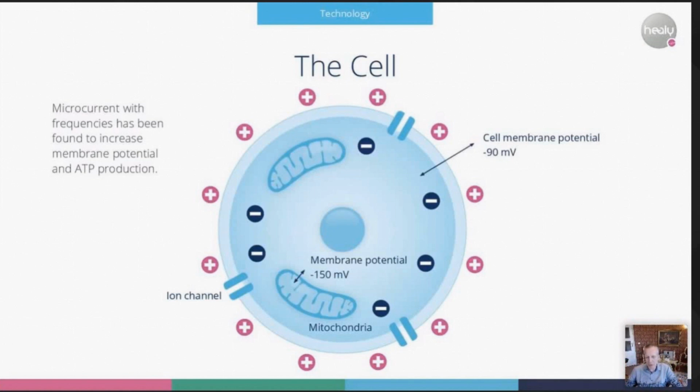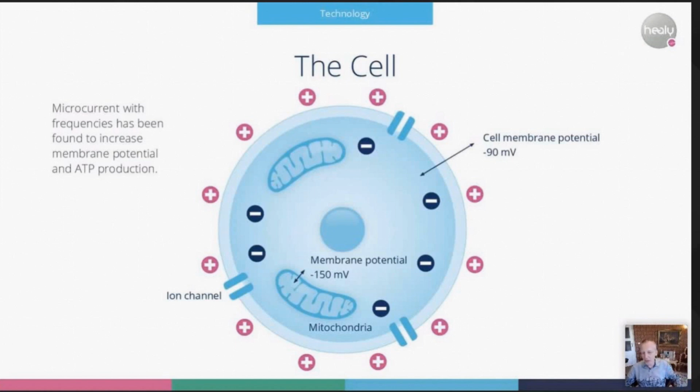But the cell membrane potential is not the only membrane potential in the cell, because inside the cell, we have the mitochondria. The mitochondria are the little power stations of the cell, and actually they are producing the ATP, and the mitochondria have their own membrane potential, which is even higher. It's minus 150 millivolt. So when the cell membrane potential of the cell is strong, we can also expect a strong membrane potential at the mitochondria.